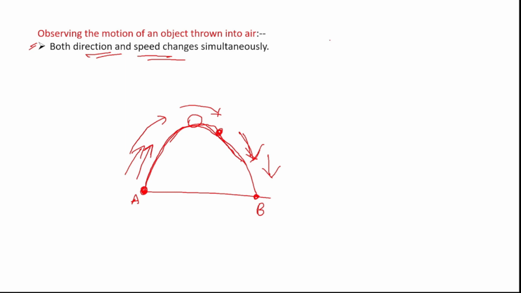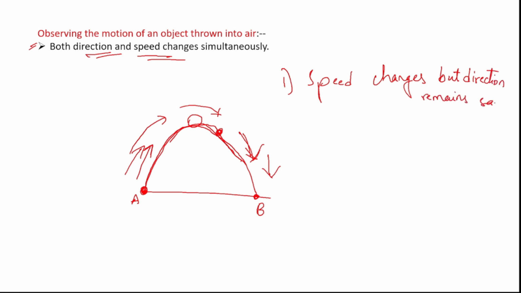So till now we have done 3 activities, right? In each activity we have learned a point. In the first activity, that is pushing a ball on an inclined plane from up to down and again pushing the same ball from down to up, we observed that speed changes but direction remains the same, right?